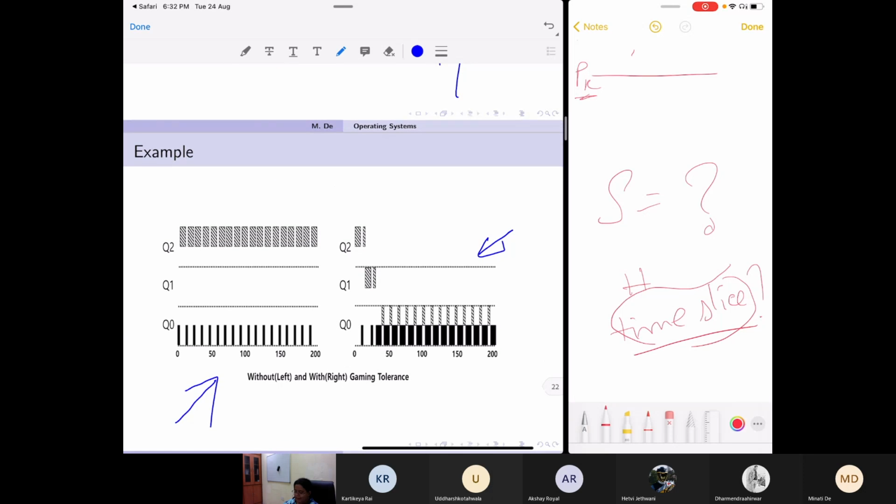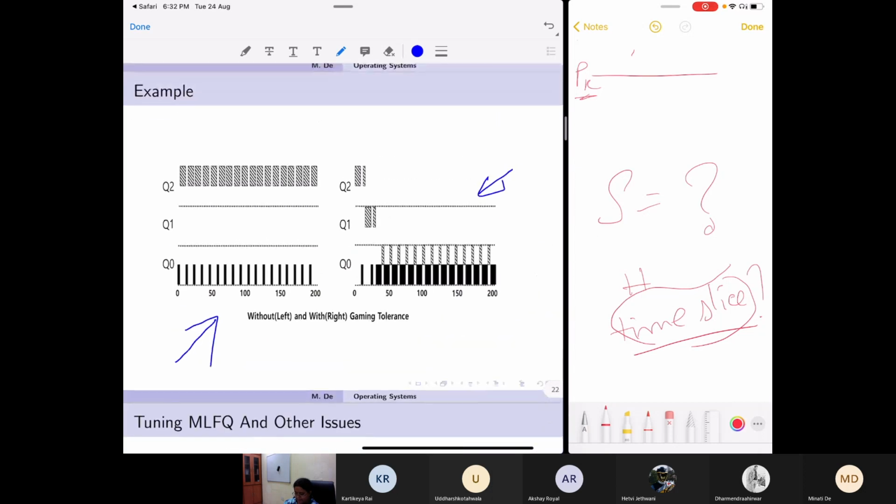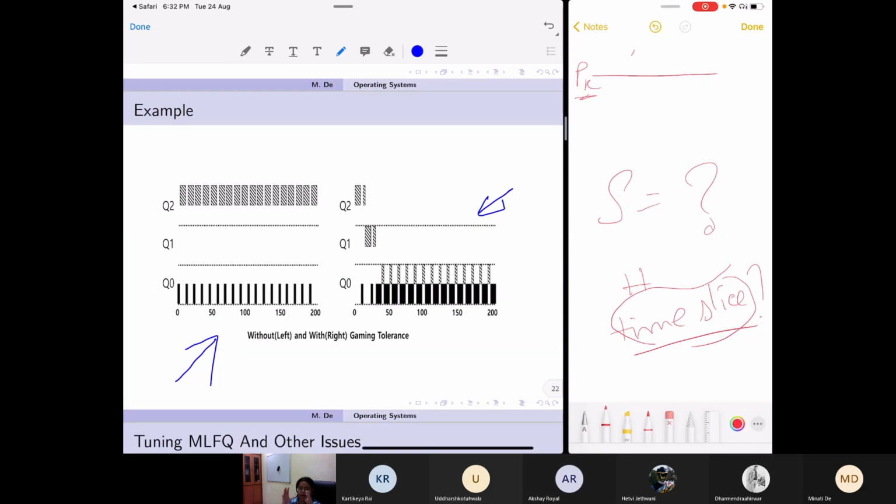Can you tell me, if the capital S is very small, what would be your problem or what advantage would you have? I hope you have understood the big time period S, after which interval we move all the jobs, wherever they are, to the highest priority level. The question is, what would happen if I make the value of S very small, or very large?